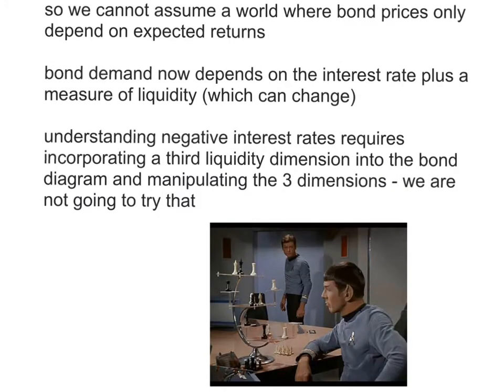So, to summarize, we cannot assume a world where bond prices only depend on expected returns, the interest rate idea, price idea, and bond demand now depends on the interest rate plus a measure of liquidity. Bond demand and supply, let's say. Some kind of liquidity thing, which would require a third dimension, a third axis. So we're not going to try to do that. We're not going to try and operate in a three-dimensional diagram model type framework.